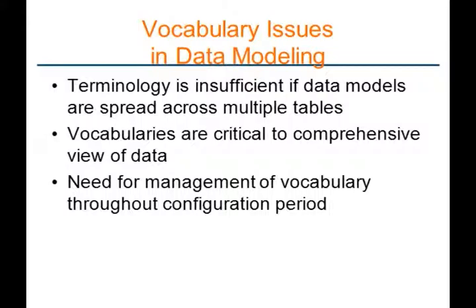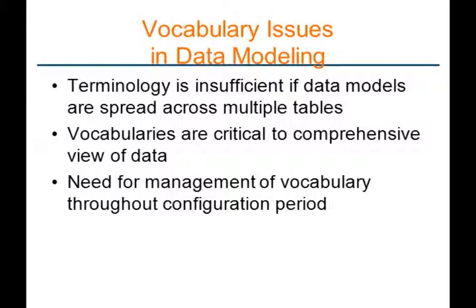A simple example is where you could have blood pressure that would be stored from different data entry forms, one for a physician, one for a nurse, or one for a medical assistant, and these would all be stored in different tables. But the concept of blood pressure, even though it might be stored by a different person or done in a different way, still needs to be related to each other. So if the data models are spread across multiple tables in this way, just having a terminology really is going to be insufficient, because it doesn't manage the synonymy.